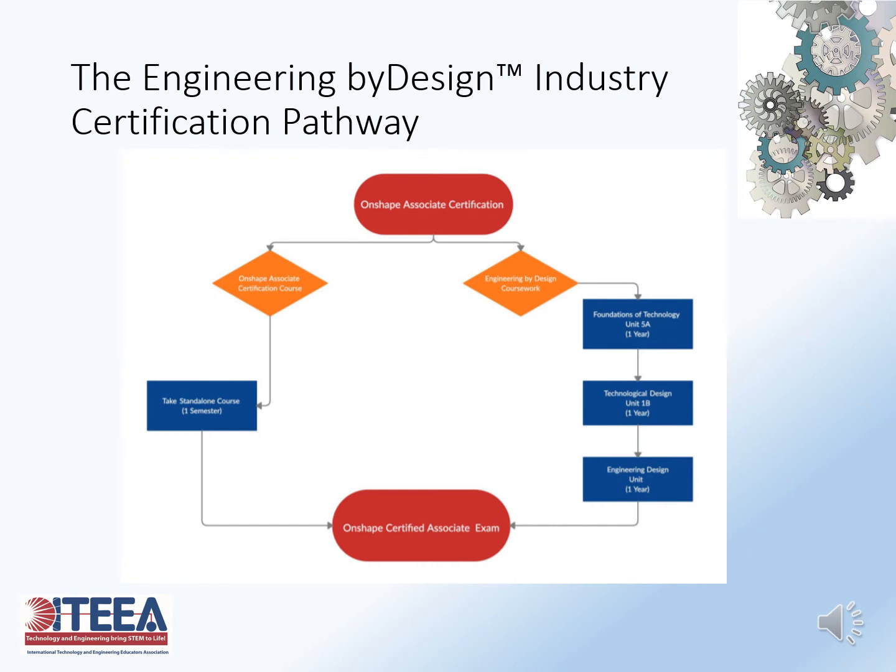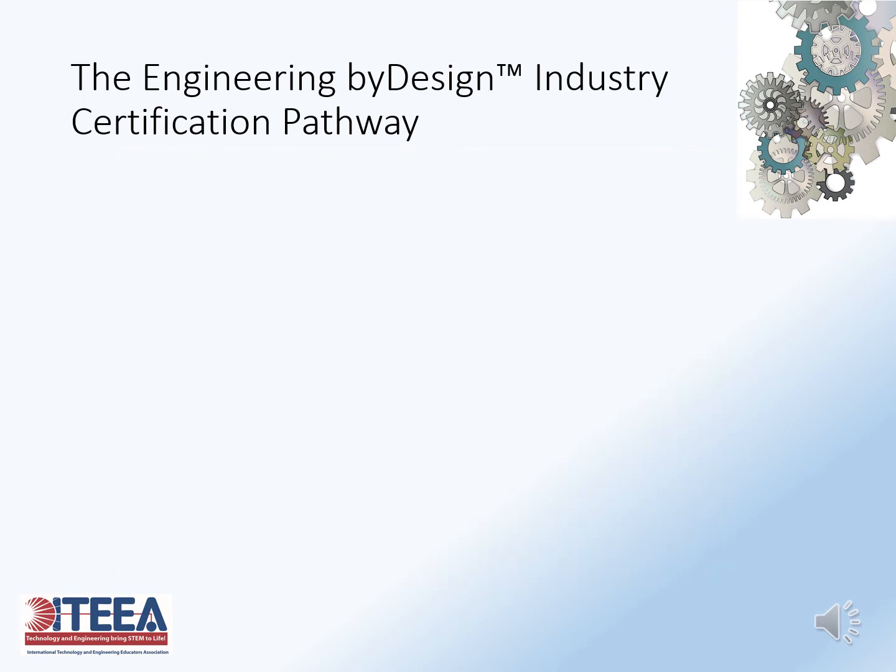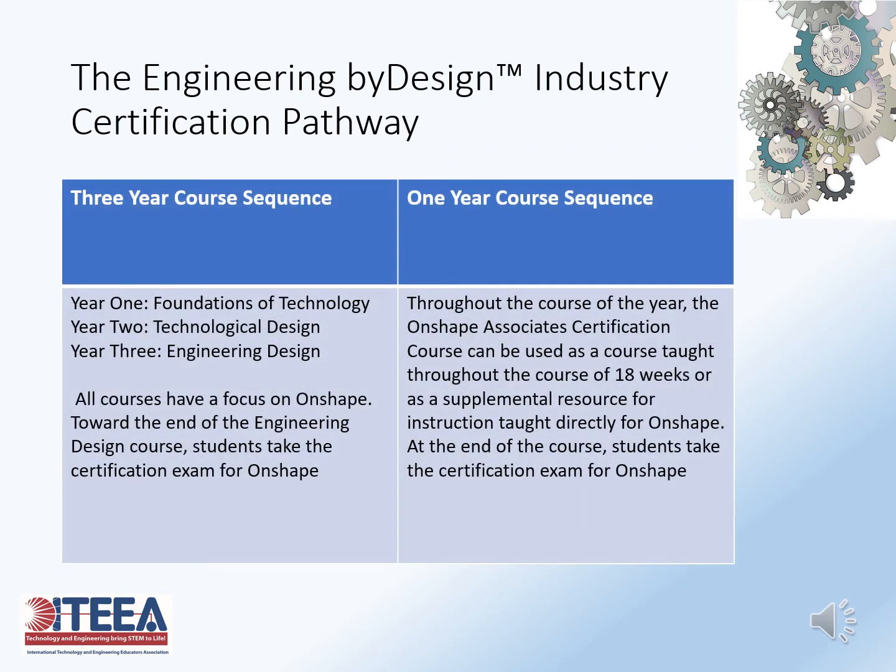Here you can see that the courses are divided into two paths, leading to the same final result, the Onshape Certification Exam. Let's break it down. In the 3-year program, you teach the 3 Engineering by Design courses over 3 years, all while integrating the 18-week Onshape curriculum over that period of time. The 3 courses are great for schools looking to do a 3-year program in engineering or technology.